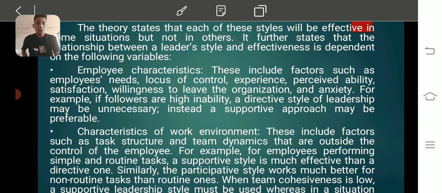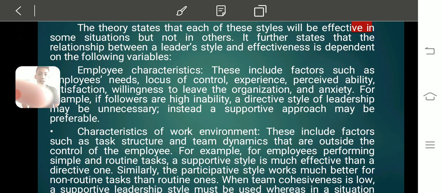The theory states that each of these styles will be effective in some situations but not in others. It further states that the relationship between a leader's style and effectiveness is dependent on the following variables.